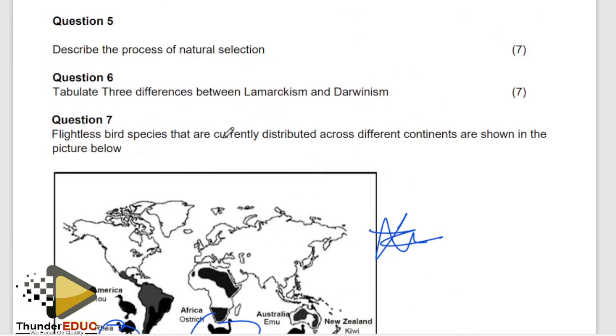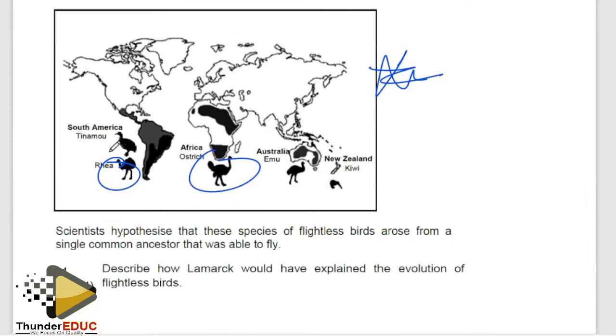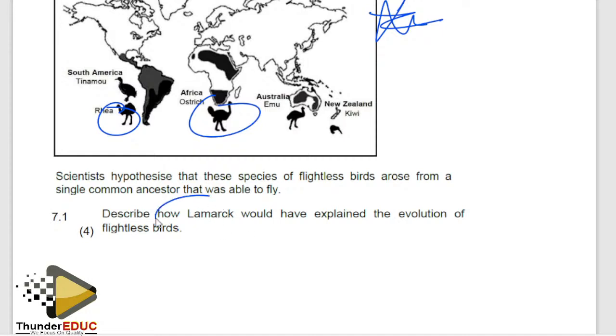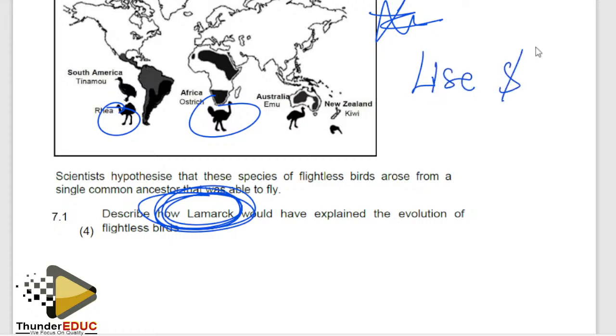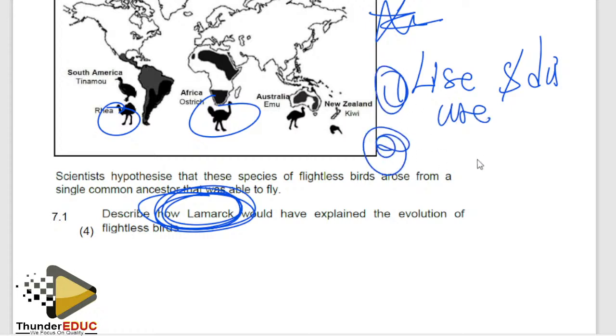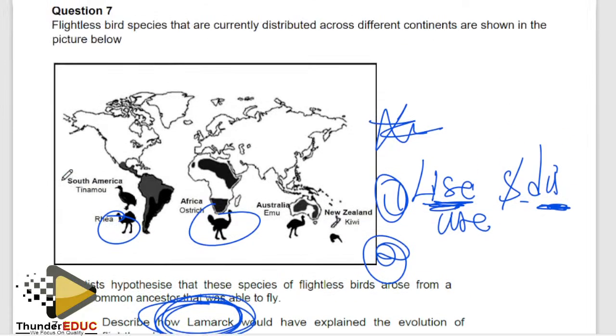The same flightless birds are currently distributed across different continents, and then okay, the picture. So you see it. Now, whenever they ask you to use Lamarck theory, you talk about two laws: the law of use and disuse. Then number two, the law of inheritance of acquired characteristics. These two cannot be used at the same time concurrently. Never. We will either do the use or we will do the disuse. So you have to pick one depending on what they have asked you.